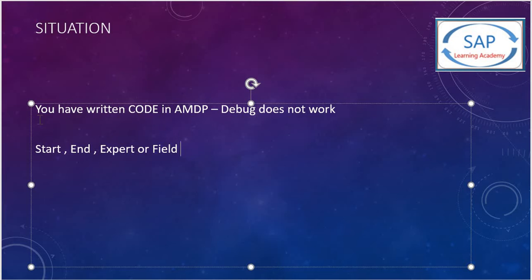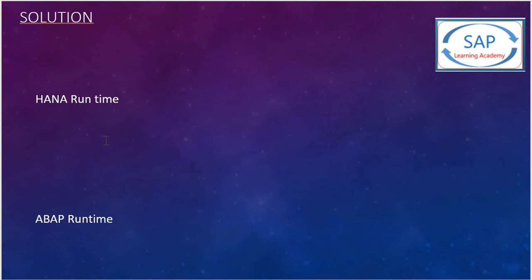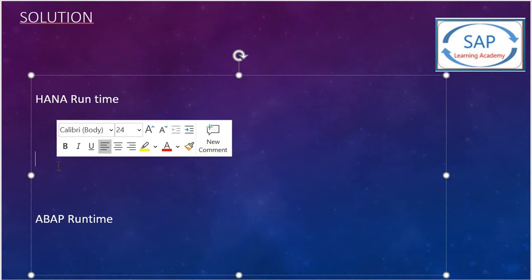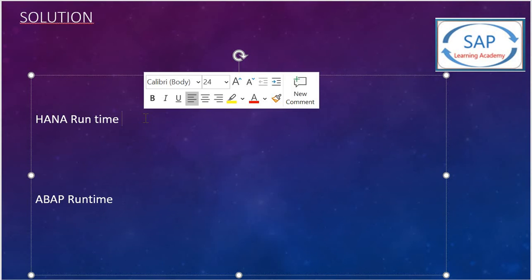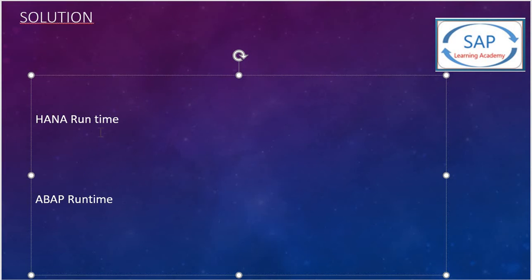So now we will come into the solution part. Here you will understand much better. As you know, in SAP BW for HANA we have two kinds of runtime. One is the HANA runtime and the other one is the ABAP runtime. So this applies to the transformation I'm talking about. So your transformation can be HANA runtime or ABAP runtime depending upon the features.